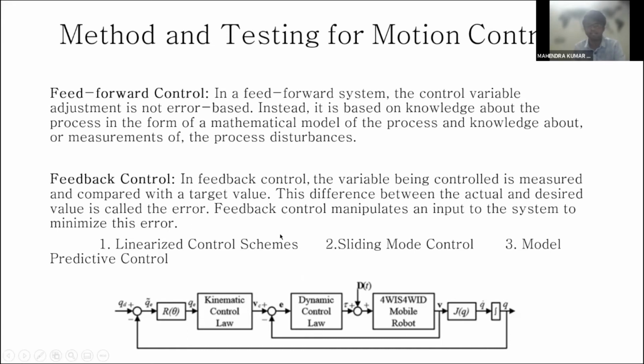So there are three approaches we are planning to work with: a linearized control scheme, sliding mode control, and model predictive control. This will be the typical control mechanism of our robot. It will start with kinematic control, and after that there will be dynamic control of the robot, because dynamic control will give us a more robust control system, and kinematic control will be useful for the initial trajectory and give us the basic kinematic nature of the robot.